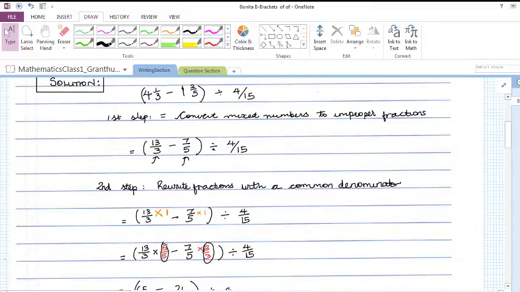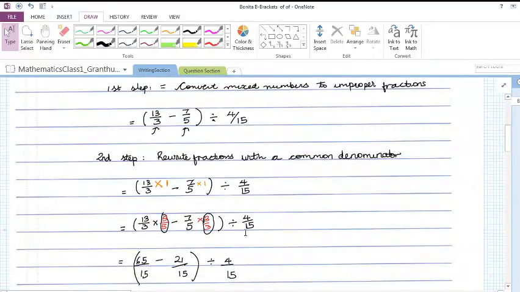In this line, I changed one thing. I wrote this one as 5 over 5 and this one as 3 over 3, with the aim to get the same denominator. So this became 13 by 5 over 3 by 5, and this became 7 by 3 over 5 by 3. And then I divided that by 4 over 15. So I have 65 over 15 minus 21 over 15. That is still in brackets, and I have to divide this by 4 over 15.